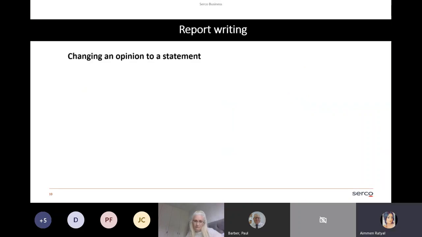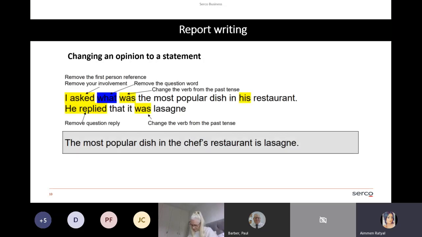So going on from your articles to report writing, it's similar, not the same. You have to change from, again, first person to third. So you change an opinion to a statement. An example of this is, I asked what was the most popular dish in his restaurant. He replied that it was lasagna.